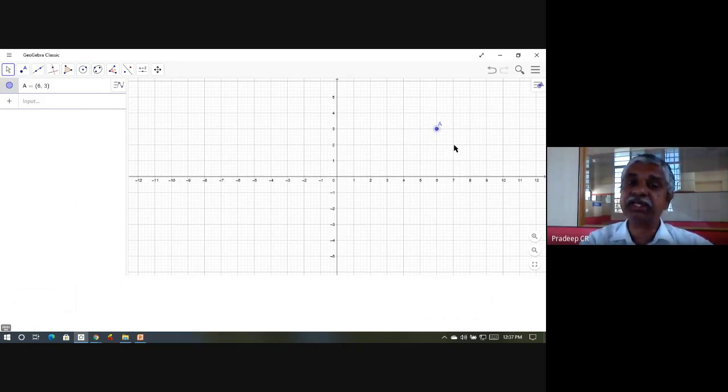This is what is known as Cartesian coordinates. That's why this is called the Cartesian plane. Descartes was a very deep mathematician, philosopher, French gentleman who first thought of this system of describing points using two numbers. That's precisely what it is.